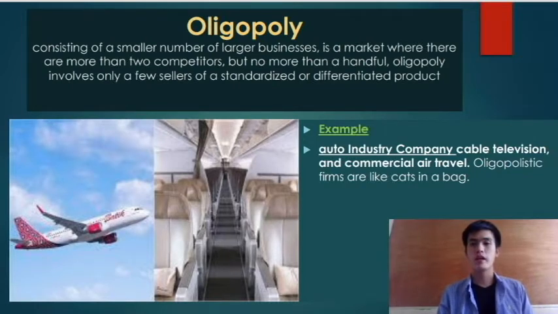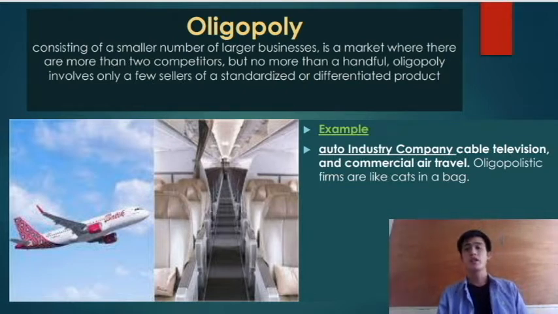Oligopoly consists of a smaller number of larger businesses in a market where there are more than two competitors but no more than a handful. Oligopoly involves only a few sellers of standardized or differentiated products.